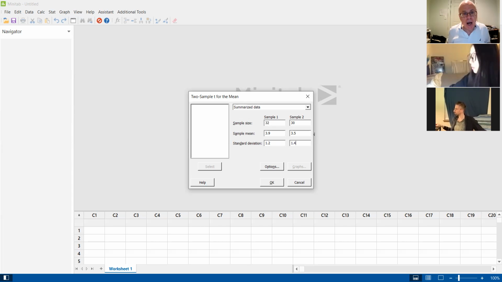Now, obviously, this is not enough information, right? We have to tell Minitab that we want equal variances, so we have to hit the Options button here.